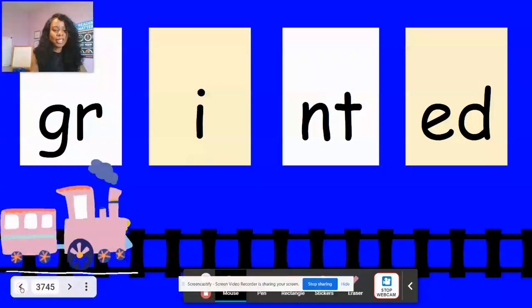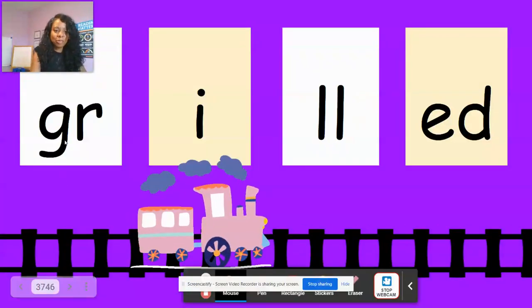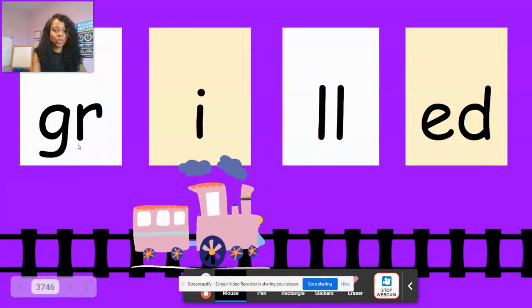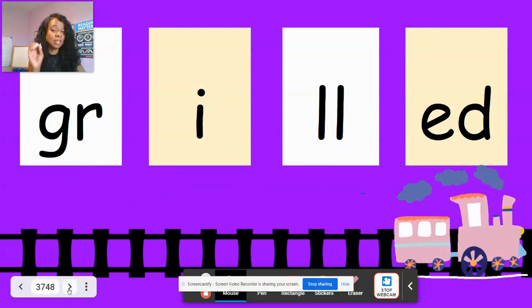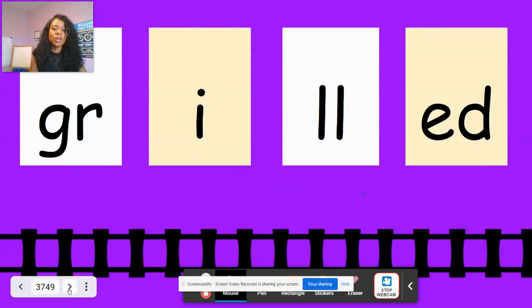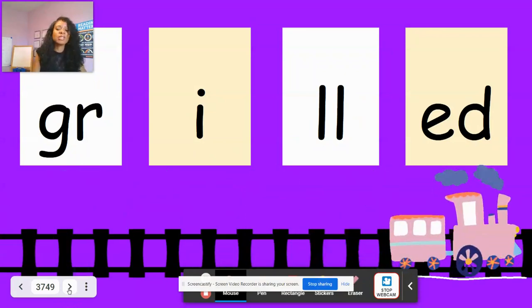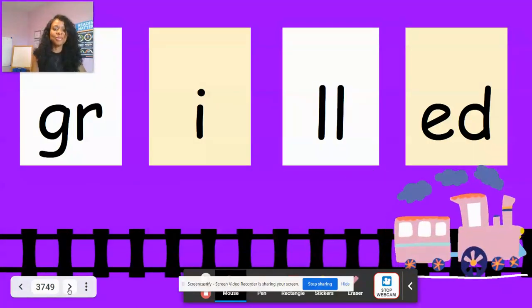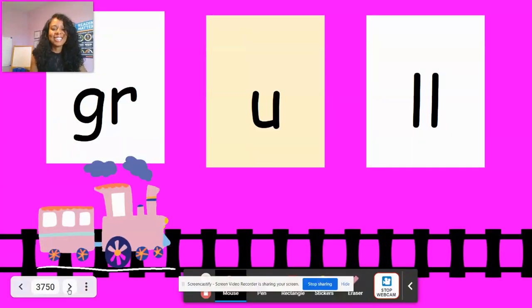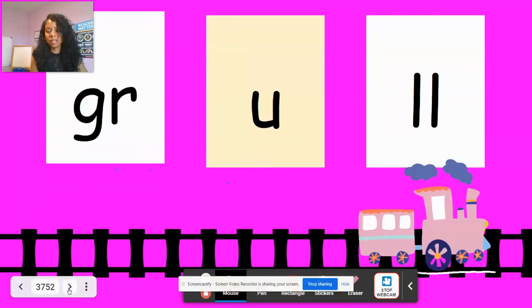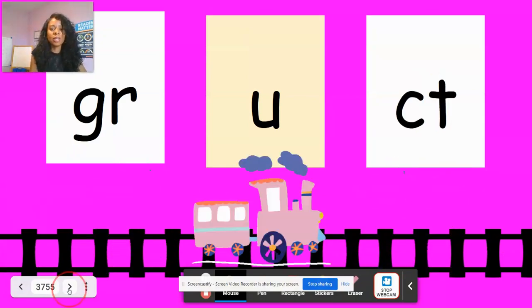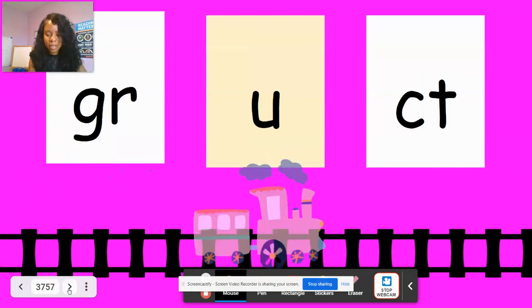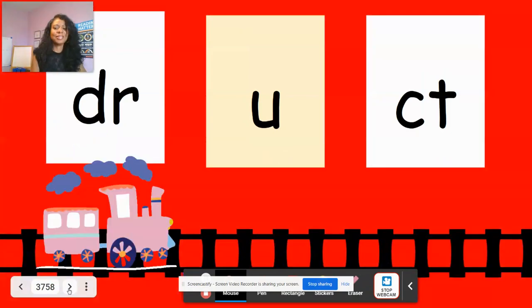Oh, wait a minute. Hey, train, slow down. We have the gr sound here, but the train said I want to jump over here. So we will say gr, i, d. This time the ed says duh, and it says grilled. Like we went outside and grilled some hamburgers. I'm getting hungry. Gr, l, grow. That's a nonsense word. Gr, kt, grupt. That's a nonsense word.